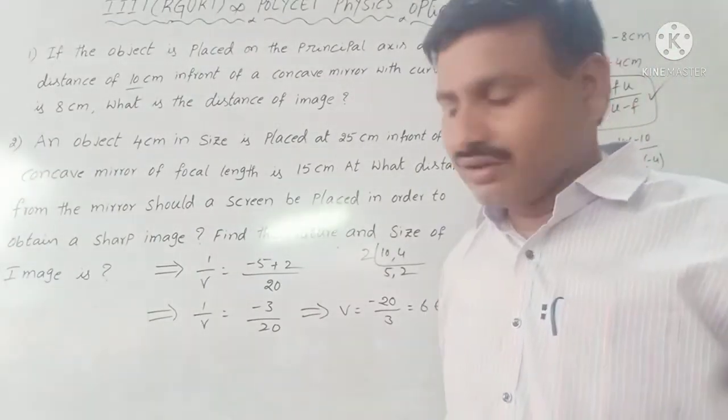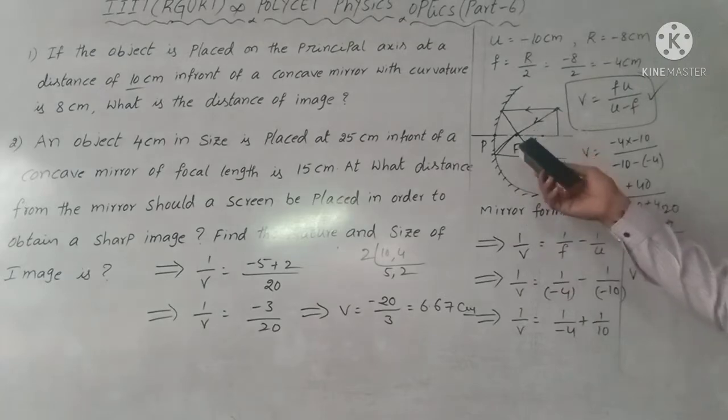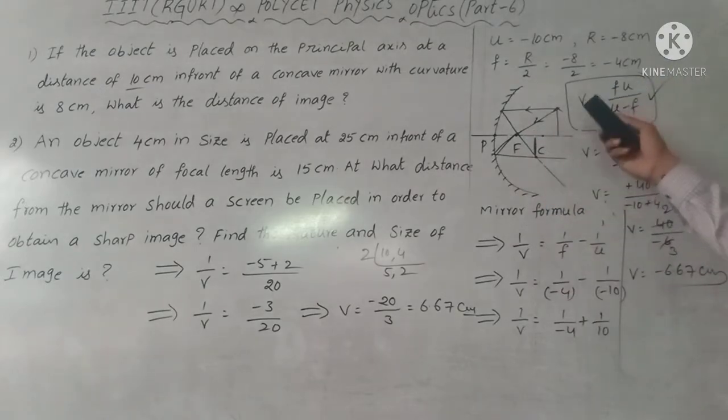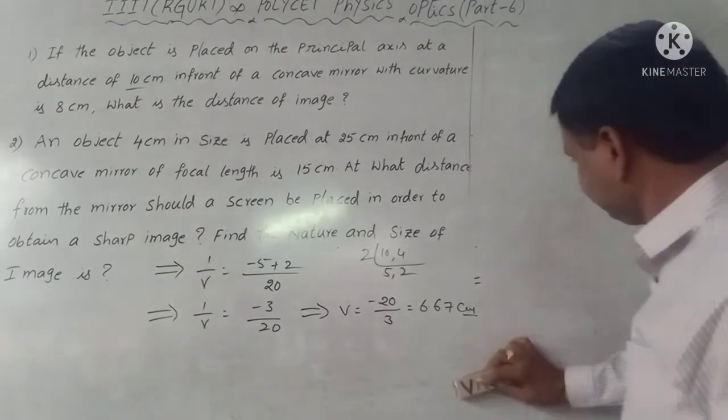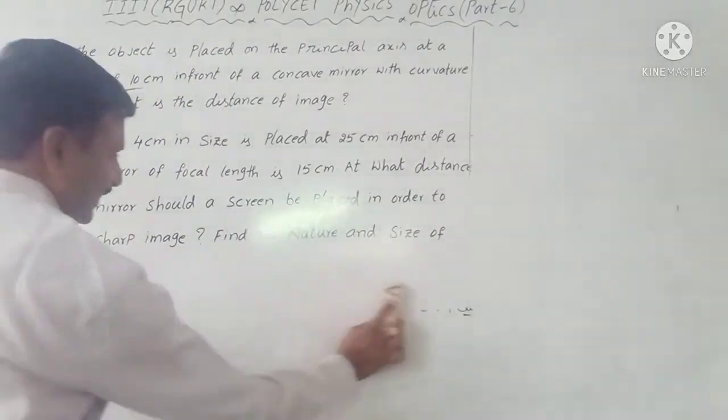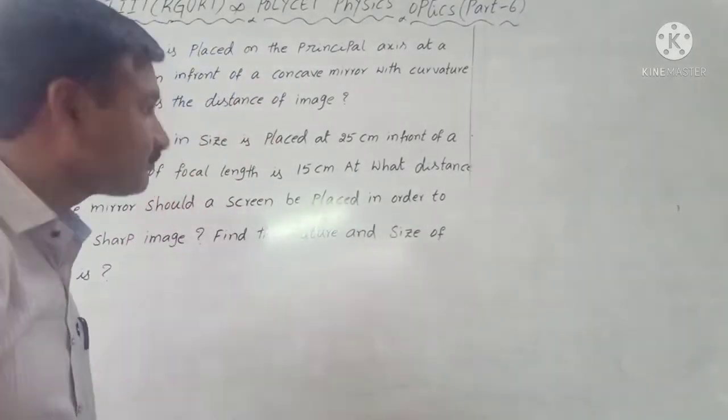Okay, now we go to the second one. Understand this one? It is the shortest formula: V = FU/(U − F). After that, the second one. What is the second one?